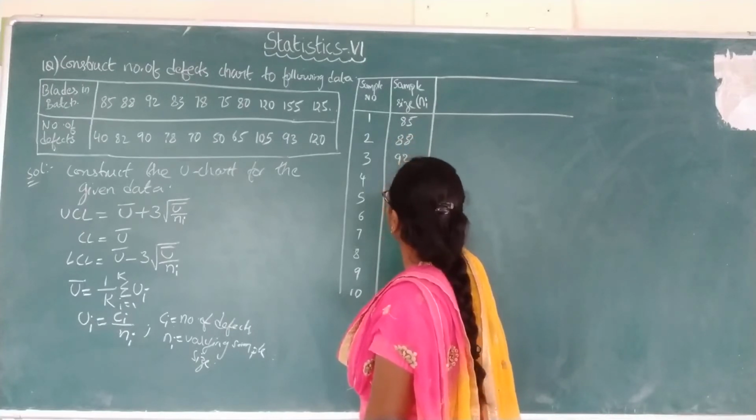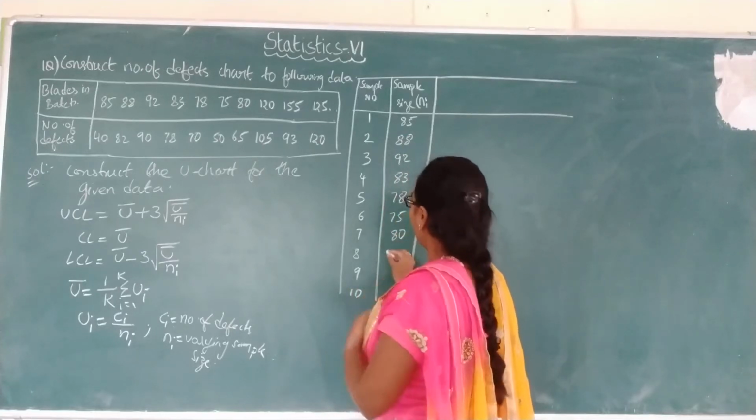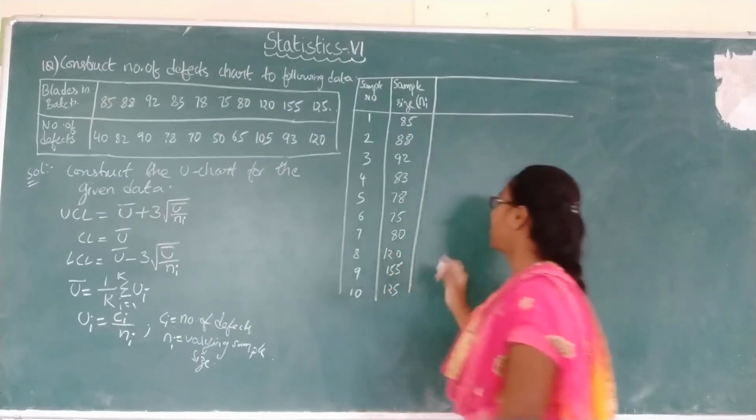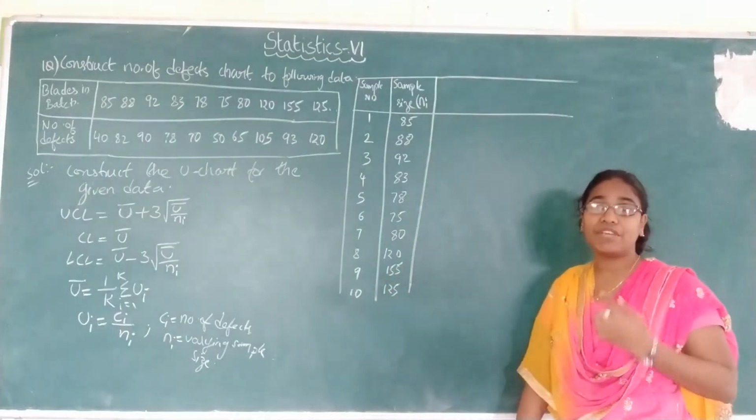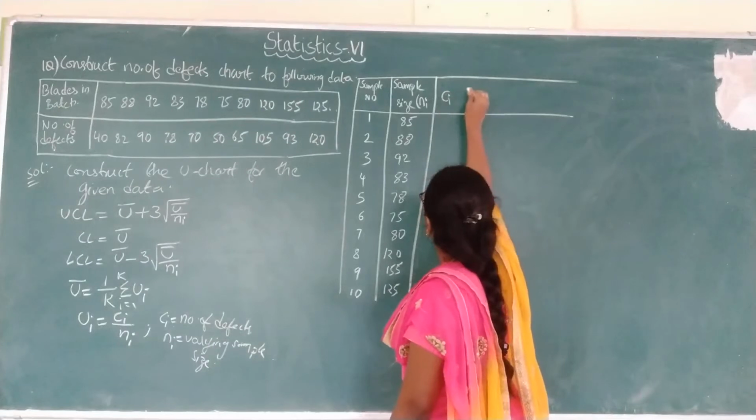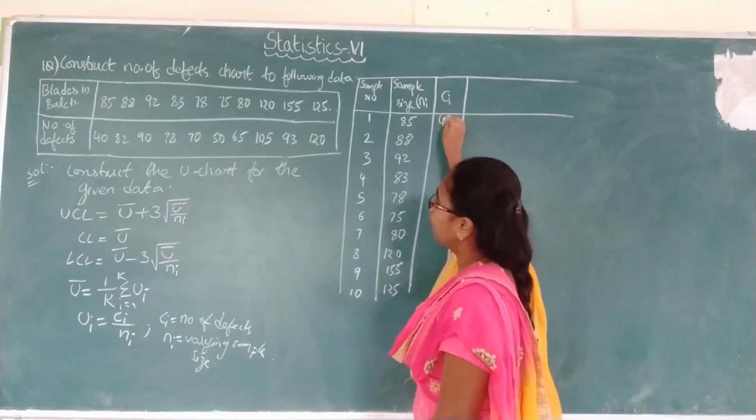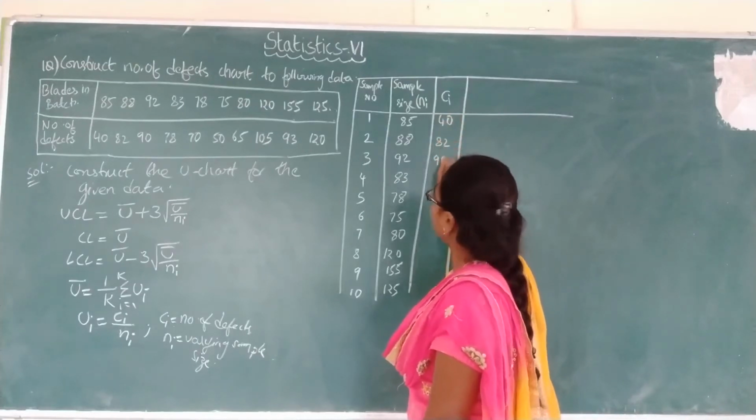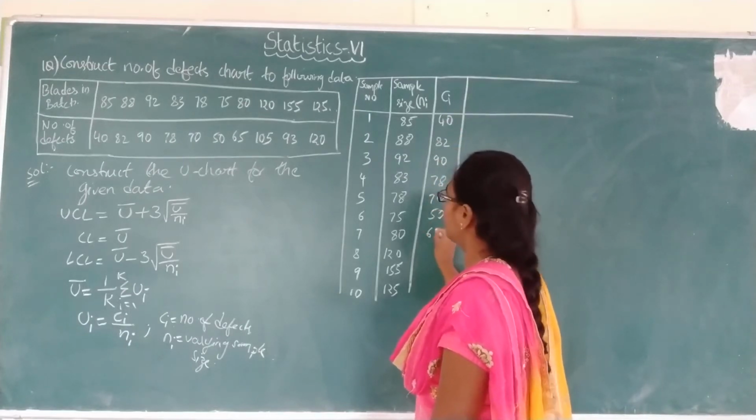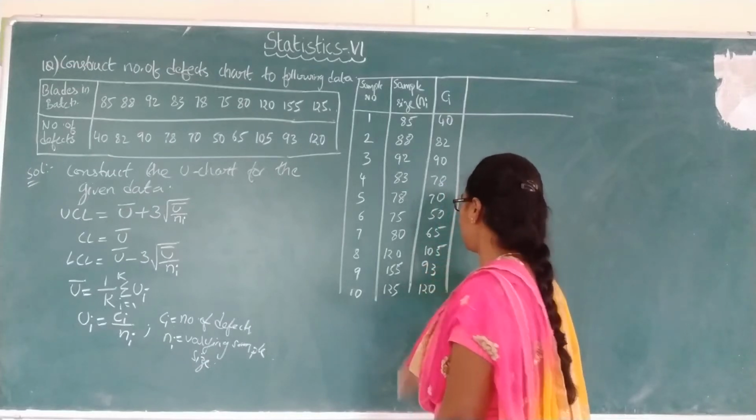The sample sizes Ni are 85, 88, 92, 83, 78, 75, 80, 120, 155, and the last one is 125. Next you have to write the number of defects. Number of defects always denotes the Ci values. So write down the Ci values: 40, 82, 90, 78, 70, 50, 65, 105, 93, and the last one is 120.